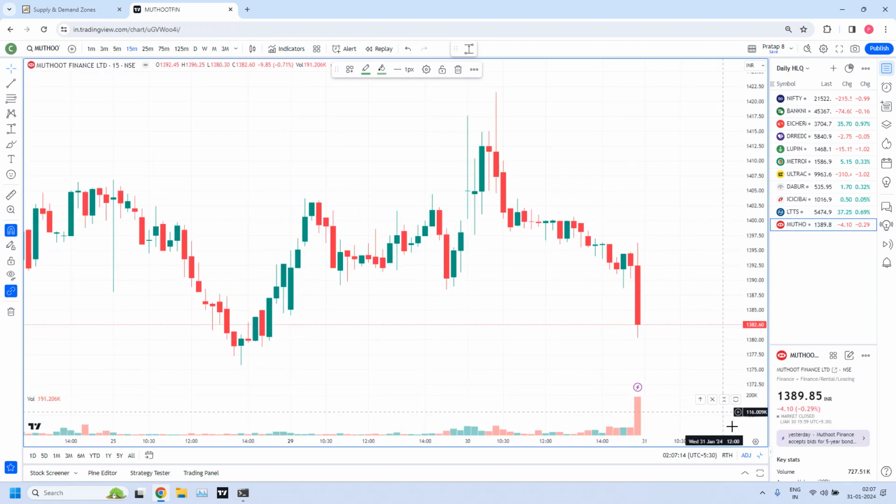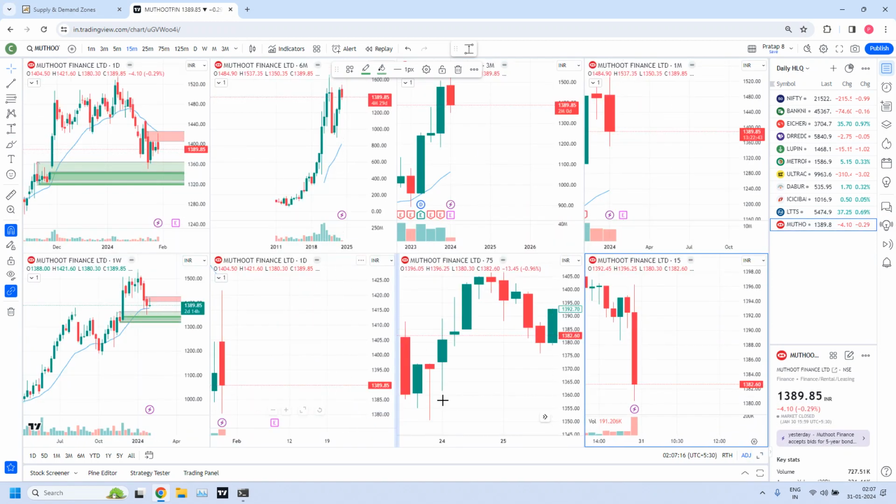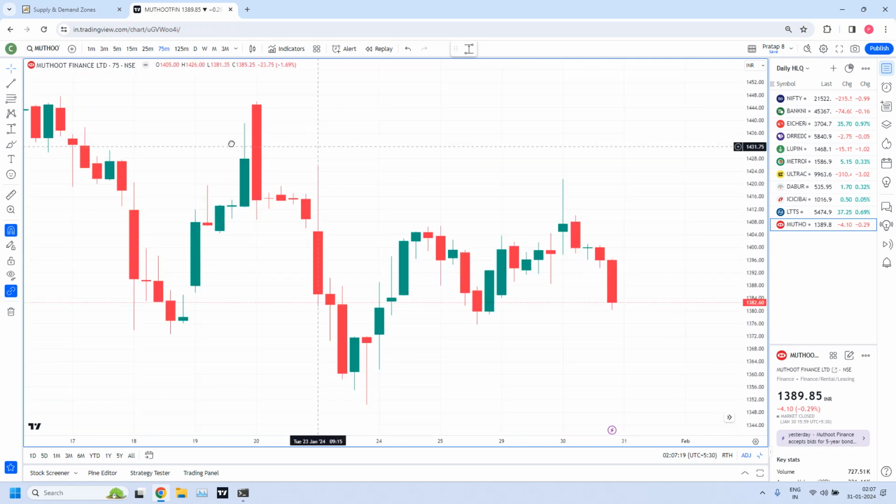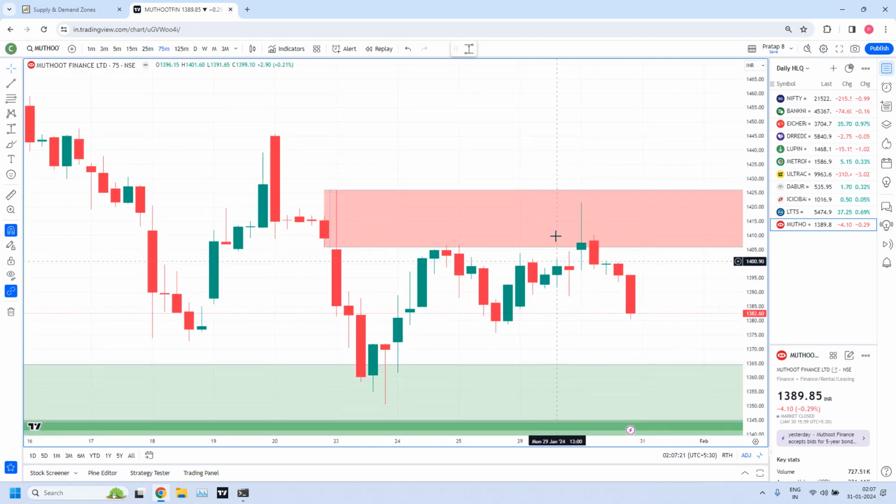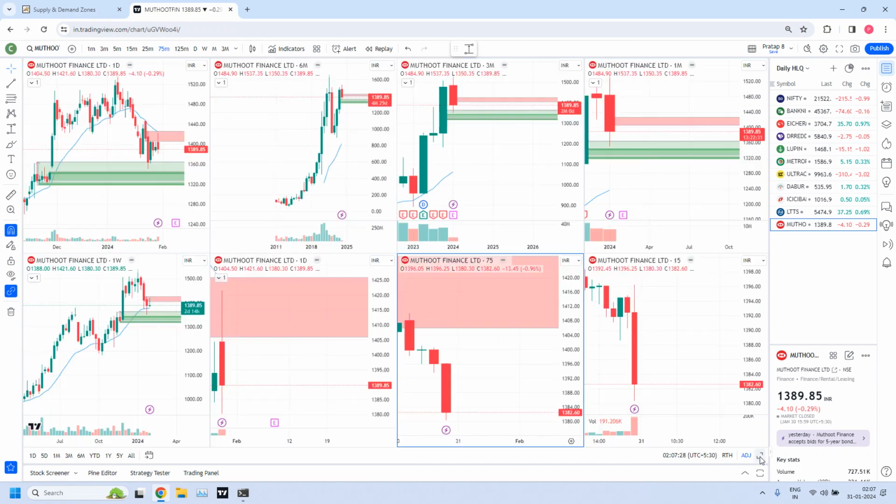And next one is Muthoot Finance. This is also a 75-minute zone, a 75-minute high liquidity supply zone. And even this area I didn't plan. The reason is the structure is not at all good in the 15 minutes.